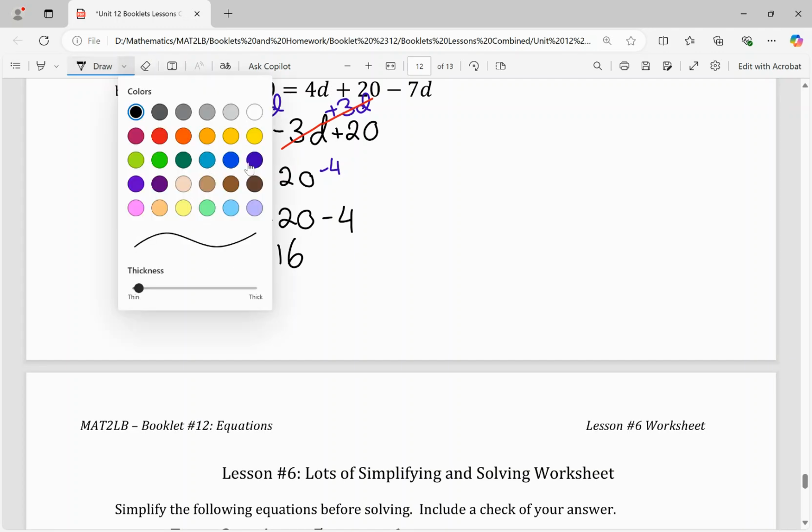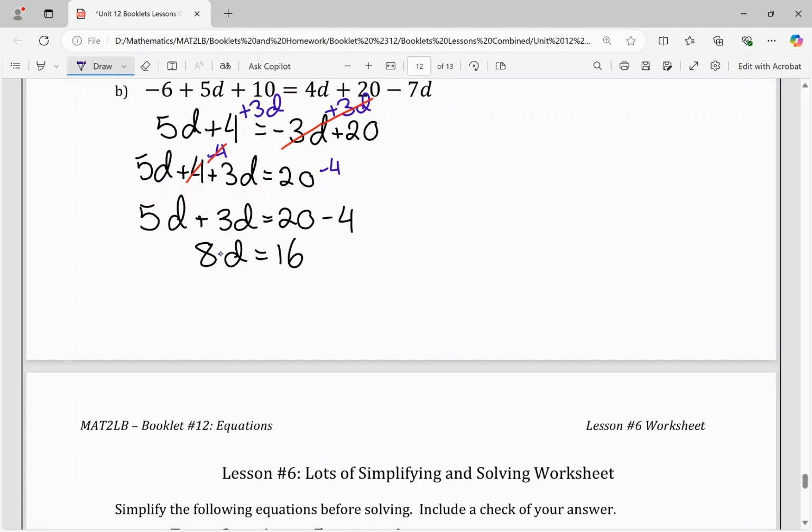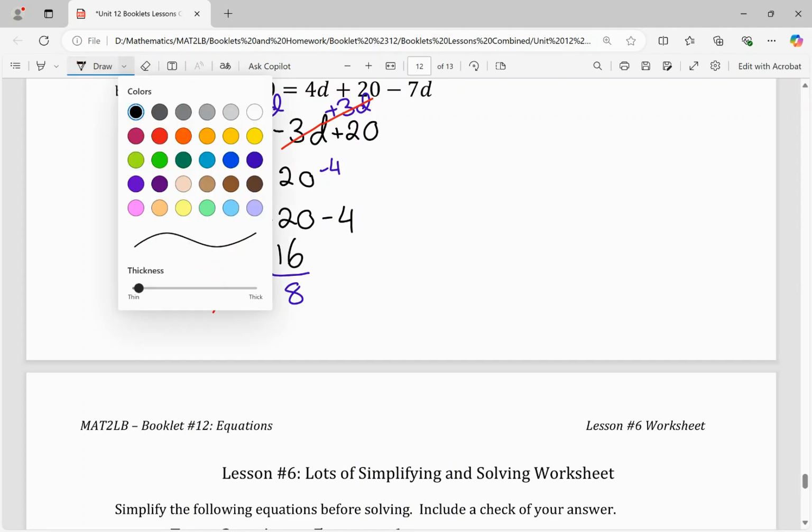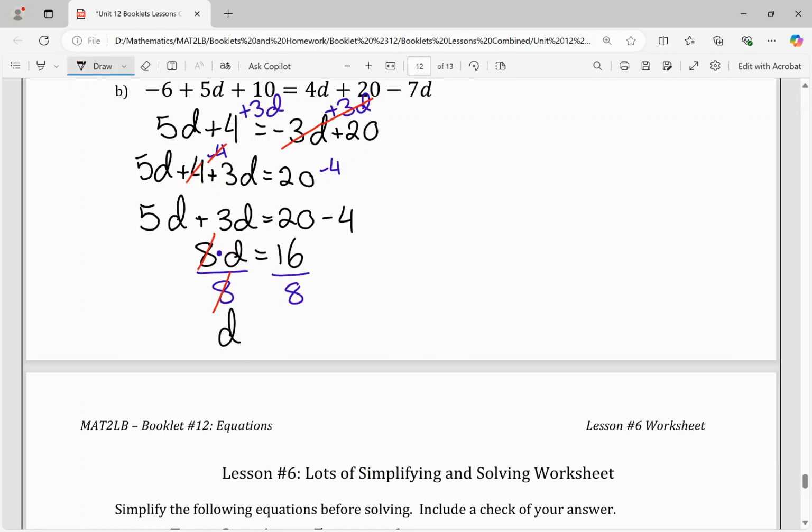Finally, in order to solve for d, we need to isolate d, and that means getting rid of the 8. Opposite operations, the opposite of multiplying the variable by 8 is dividing by 8. And if I divide the left-hand side by 8, I divide the right-hand side by 8, and on the left, those will conveniently cancel out. This leaves me with the final answer, which is d equals, and then 16 divided by 8 is going to be 2. So, final answer, d should be equal to 2.